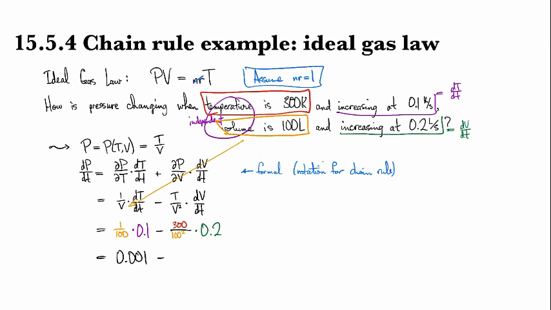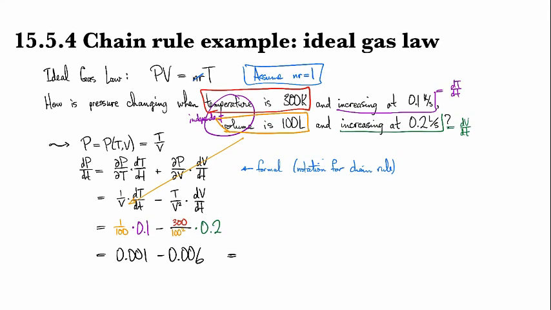And we've got 0.001 minus 0.006, and then we have some answer, minus 0.005. Okay, so I guess volume is going up fast enough to match temperature that the pressure is going to drop. So the negative sign means decreasing. And we have that in some units that matter to somebody.